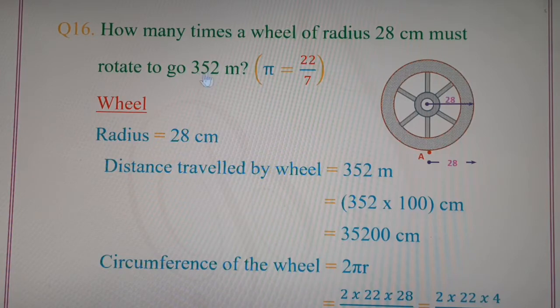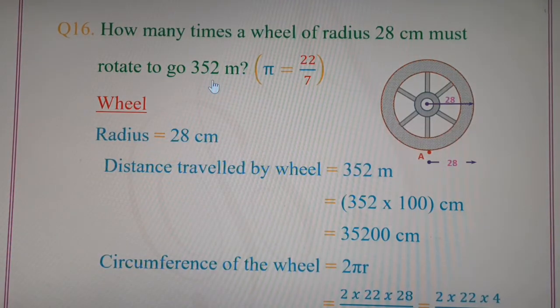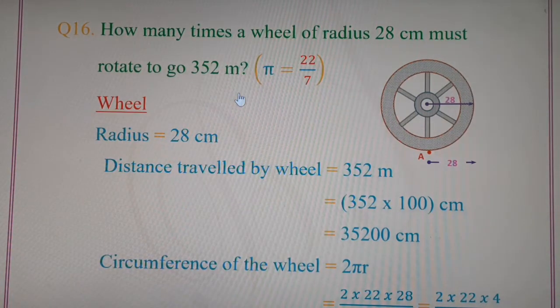Now here the distance is given in meter while the radius of the wheel is given as 28 centimeter. So first we have to convert to the same unit. The radius 28 centimeter we keep as it is, the smaller unit, and the distance traveled we convert into centimeter. Distance traveled is 352 meter, and we have to multiply by 100 because 1 meter is equal to 100 centimeter. Therefore 352 meter means 352 multiplied by 100. Our answer will be 35,200 centimeter.